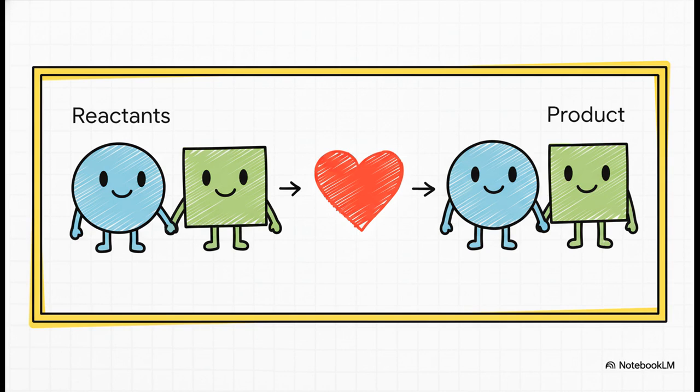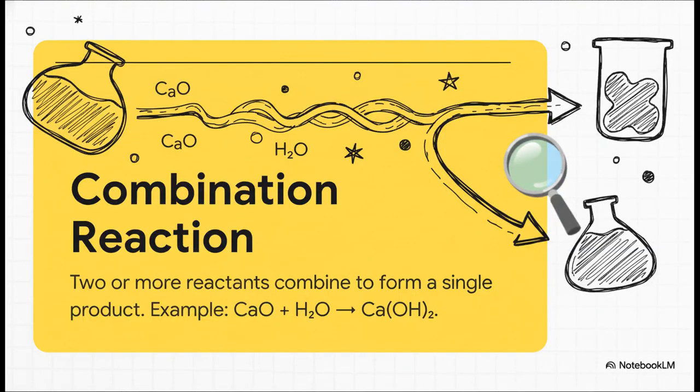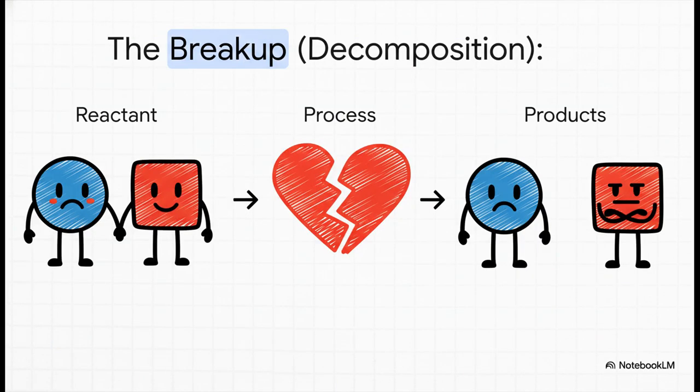This is a combination reaction. It's really simple and sweet. 2 or more reactants come together, and, you guessed it, they combine to form one single, more complex product. A perfect real-world example of this is when you take calcium oxide, also known as quicklime, and you react it with water. They literally combine, they join together to form just one new product, calcium hydroxide. It's as simple as that. 2 things become one.